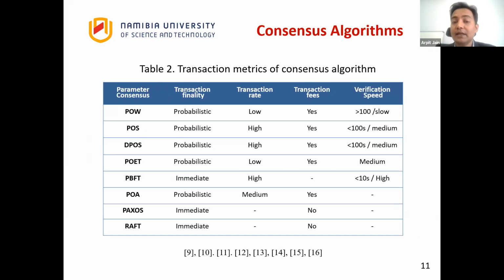Then I would like to highlight transactions, because when you deal with blockchain technology, other aspects come in with the transaction. When data is stored or a transaction comes on the blockchain, it is replicated or distributed to all the participants. And these parameters come into action: transaction finality, whether it is probabilistic or immediate; transaction rate, how fast it is moving; transaction fees, because if you do a transaction, what will the fee be, or is it chargeable or not; and verification speed, whether it is slow, medium, or high. These are the transaction aspects which we have analyzed from our study.